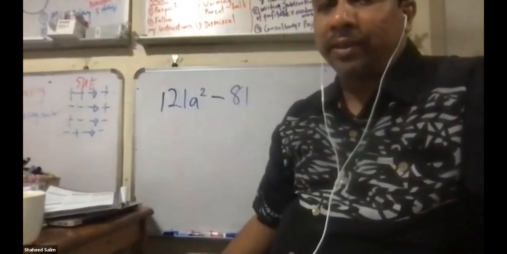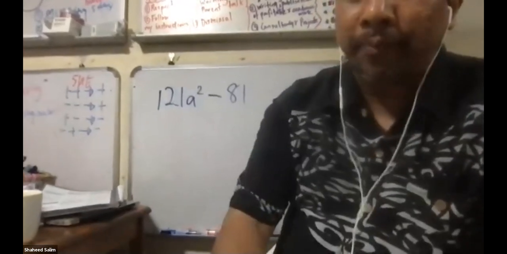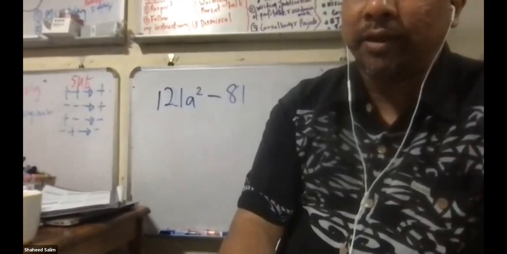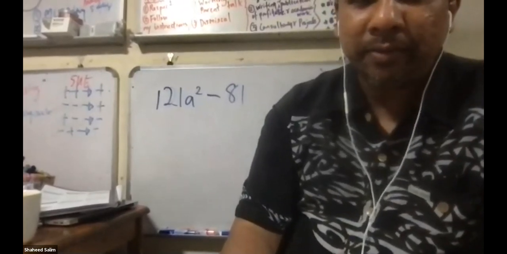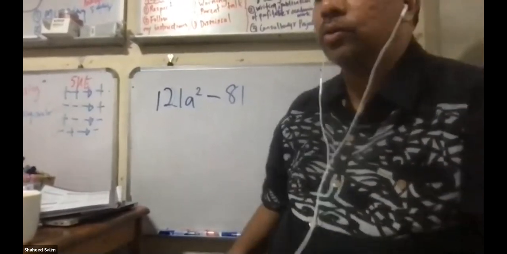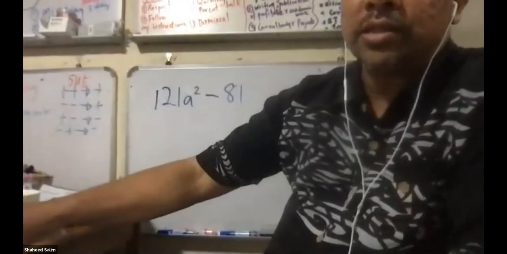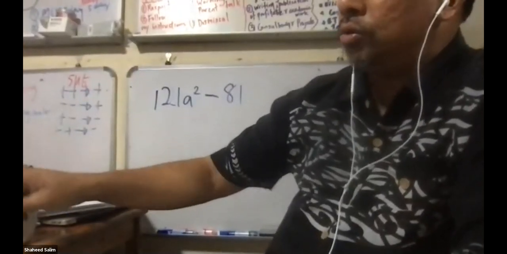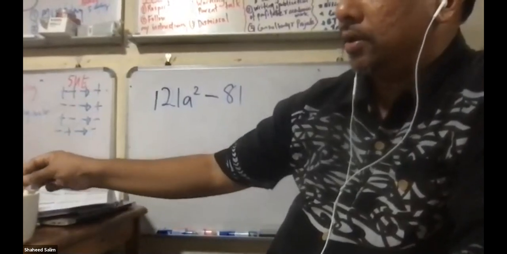Oh, Shafi, you know the pattern already. Shafi, do you need to do completing the square? You can see the pattern already. Good, good. Once you can see the pattern, you don't even need to do completing the square.